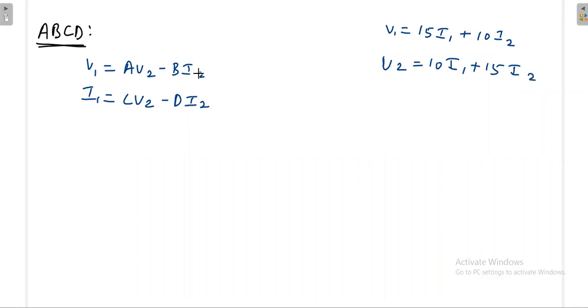Now you compare which equation is matching exactly, first or second? Don't worry about the minus sign. Just concentrate on the variables, that is voltage and current. First one, matching with which equation here? First equation matching with the first.